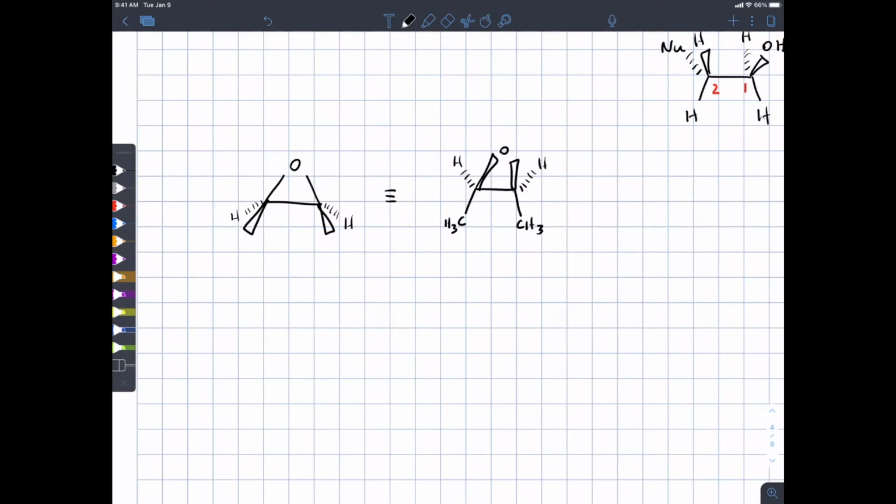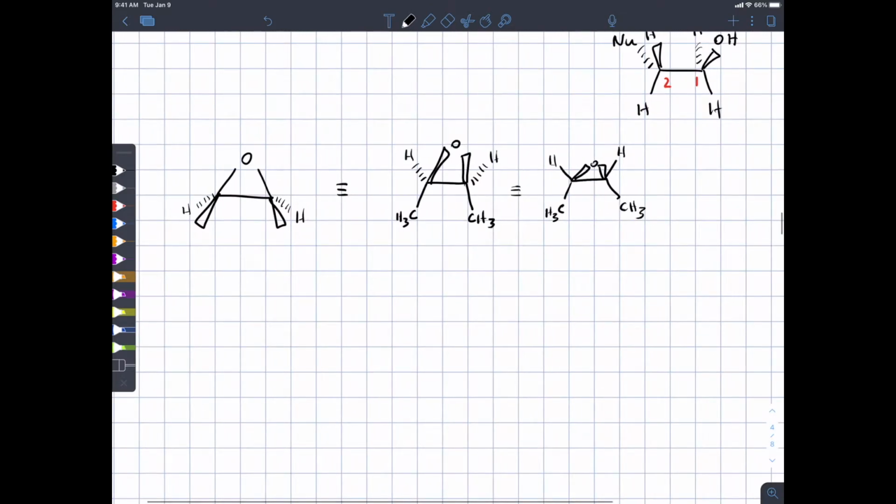I've even seen people drop the wedges for the hydrogens and just imagine looking straight down on the epoxide with the oxygens here. All of those are viable options. There's no one right way to draw an epoxide, but you've got to choose a way that helps you understand the stereochemical consequences of the reaction.